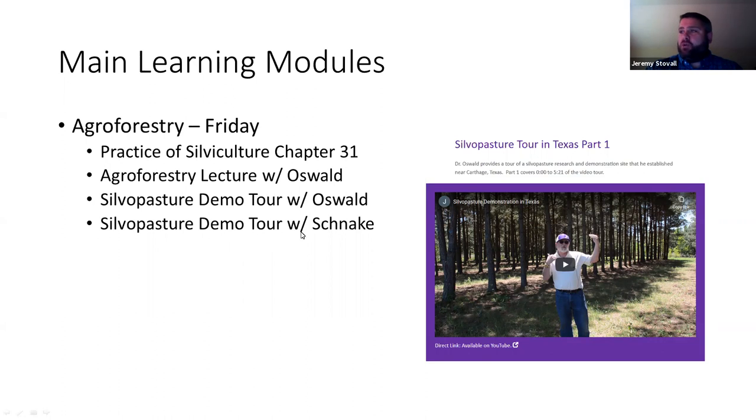And then we've got a tour of a similar site that Dr. Schnocki is showing us in North Carolina. The main difference there is they've also got some cherry bark planted. So a few little differences there. So you get to see a couple different silvopasture sites.